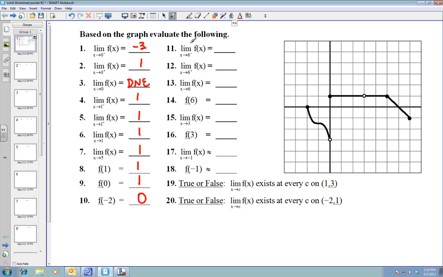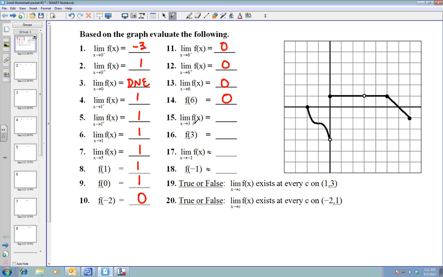I want to find the limit as x approaches 6 from the left-hand side. Okay, so here's 1, 2, 3, 4, 5, 6. So from the left-hand side, my graph is approaching 0. From the right-hand side, my graph is approaching 0. So the total limit, since the left and right-hand limits equal, then my total limit is 0. Now I want to find f of 6. So when my x value is 6, what is my y value? Well, since it's not an open circle there, it is 0.